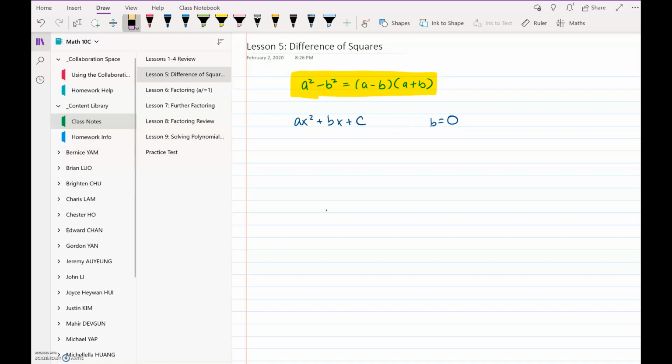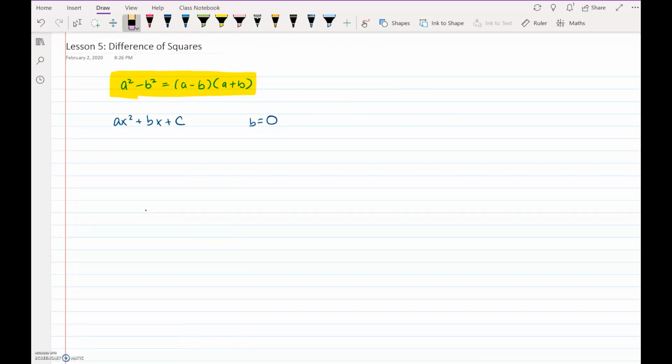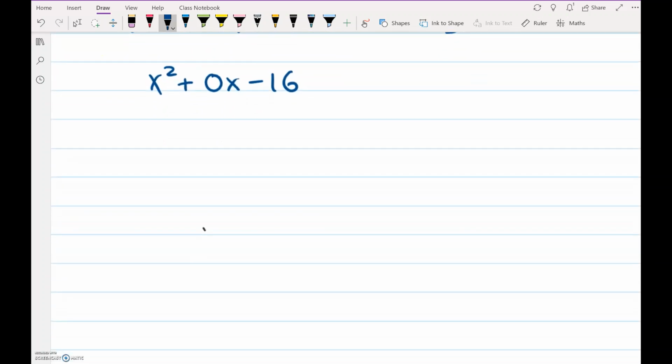We're under class notes, lesson 5 here, difference of squares. So let's do an example to begin with. Okay, so let's say if we had x squared plus 0x minus 16. Well, using what we already know, we want the back part to be a product of two numbers. So what would be a product of two numbers that gives me a sum of 0? So product here and then sum here.